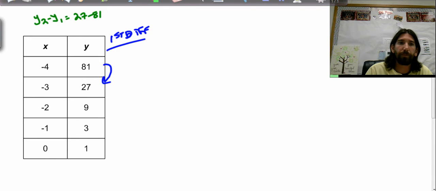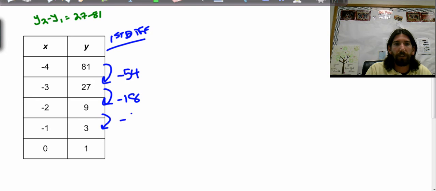-54. I decreased. Over here, again, you can subtract. Maybe you're getting a little bit better at it in your head, but that's -18. This is -6, -2. It's not a constant rate of change. So it could be exponential. It's always decreasing, but we have to look at the pattern.